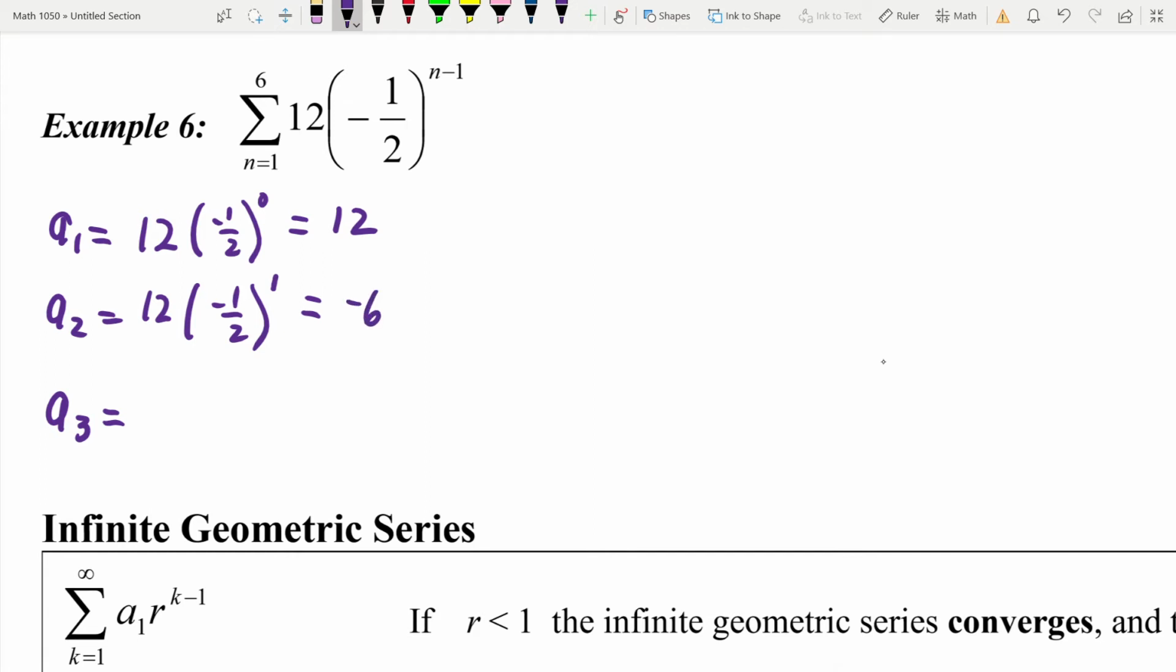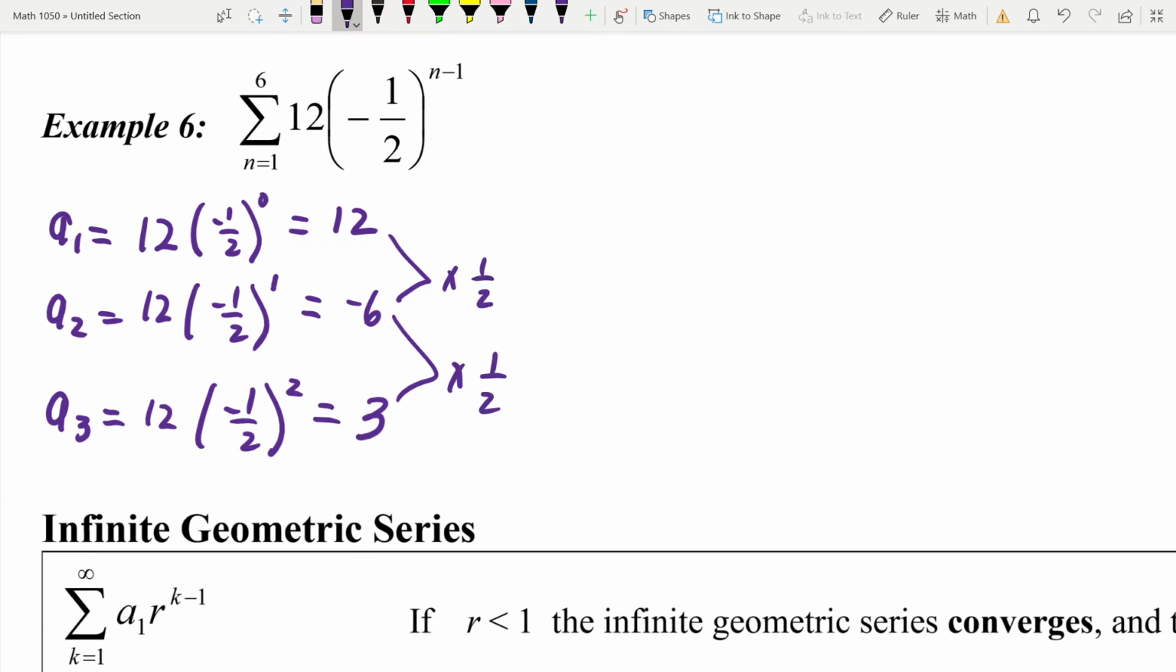Let's just do one more. So 12 times a negative 1/2, 3 minus 1 is a 2. So go 12 parenthesis, negative 1 divided by 2, close it off, raise it to the second, hit enter, and I get a 3. Okay, so I can see I'm getting smaller. I can see that I'm dividing by 2, which is multiplying by half. But I also see that my signs are alternating, so that would be a negative 1/2.